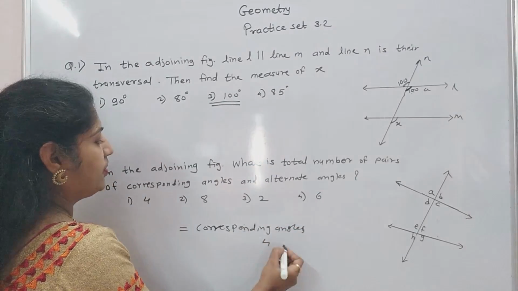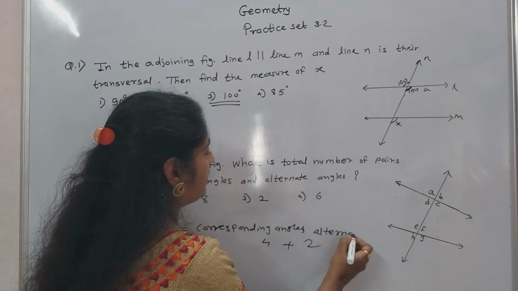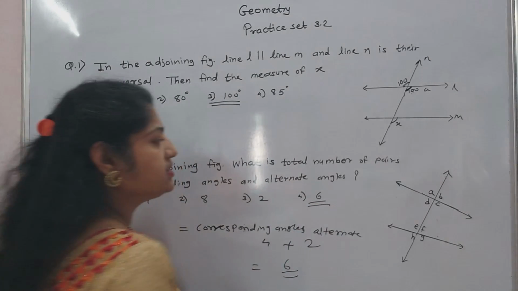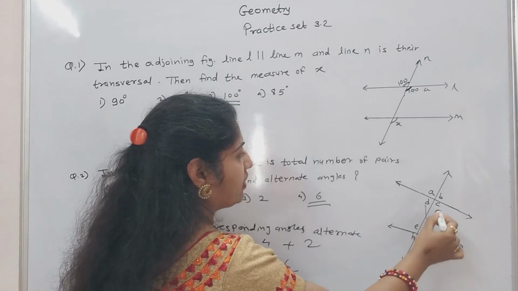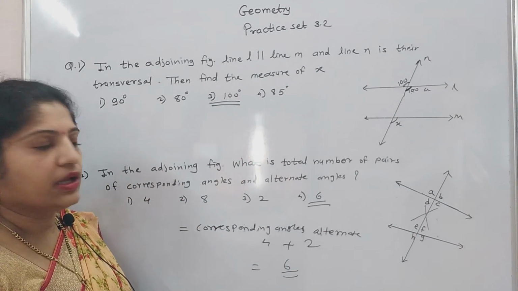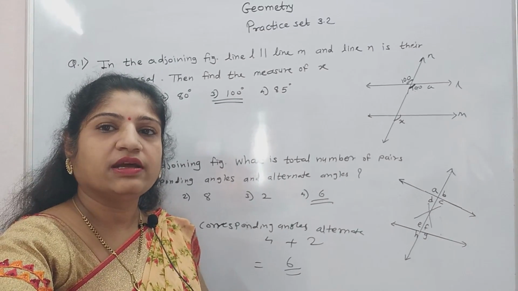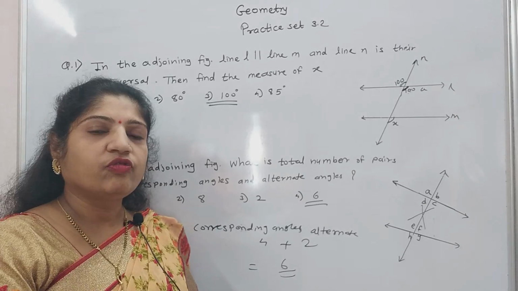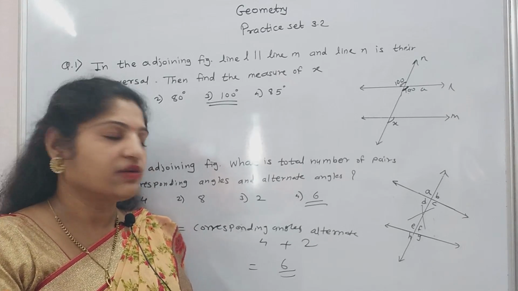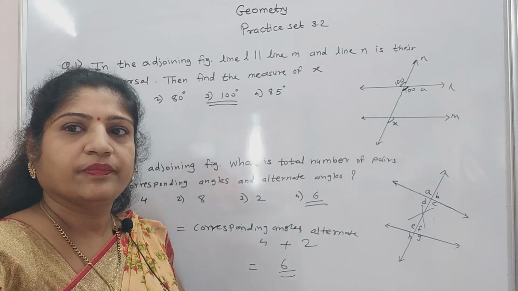Four pair plus alternate angle 2 pair. So total number is 6. Option number 6. Here is the alternate angle, pair of alternate angle DFCE. If 2 lines are given and 1 is their transversal, then the 4 pair of the corresponding angle and 2 pair of the alternate angles are formed. So total is 6. 4 plus 2, 6.